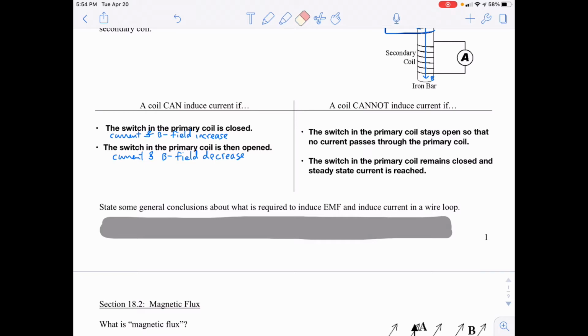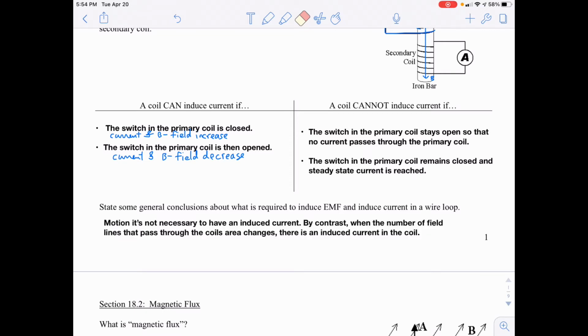So what are some general conclusions that can be described here? Motion is not necessary to induce the current, but what we have is the number of field lines that pass through the coil of an area. As the area changes, there is an induced current in the coil.